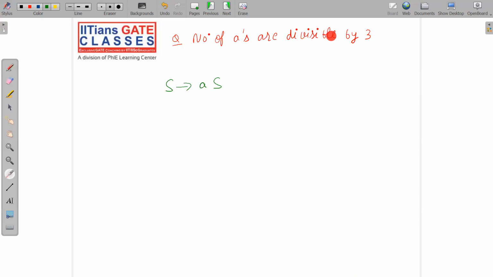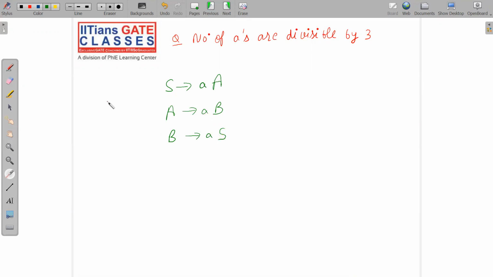But we need the number of A's to be divisible by 3. So do not write S implies AS. So what should be written? We will write S implies A, moving to a non-terminal A. Now on A, we will move to a non-terminal B, and on B, we will move to the non-terminal S. So now see, S implies A, B, AS. So we have a loop type, no?